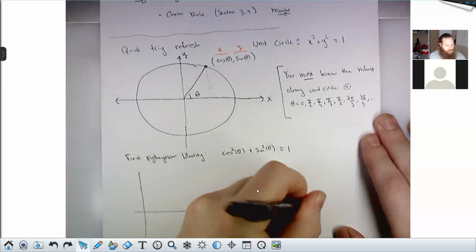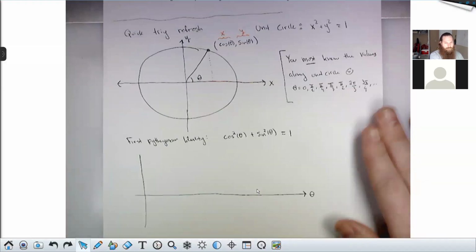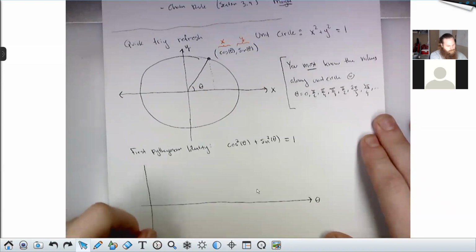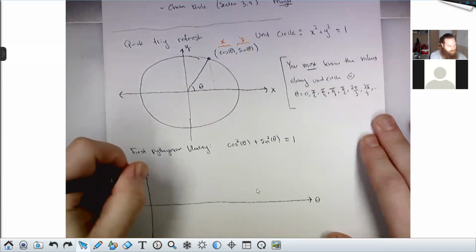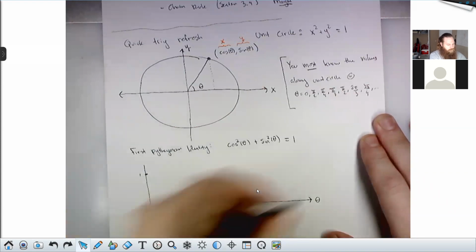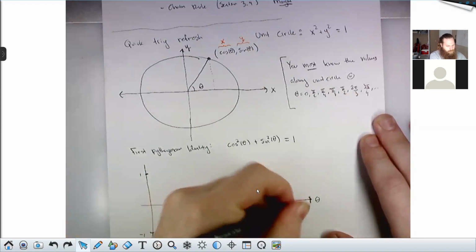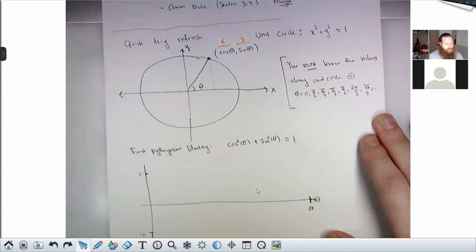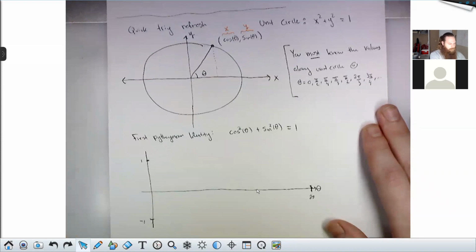So I'm going to label this as my theta axis. I'll label this as 1 up here. I'll label this as -1 down here. And we'll call this out here 2 pi. Why not? If that's 2 pi, then halfway there is pi.